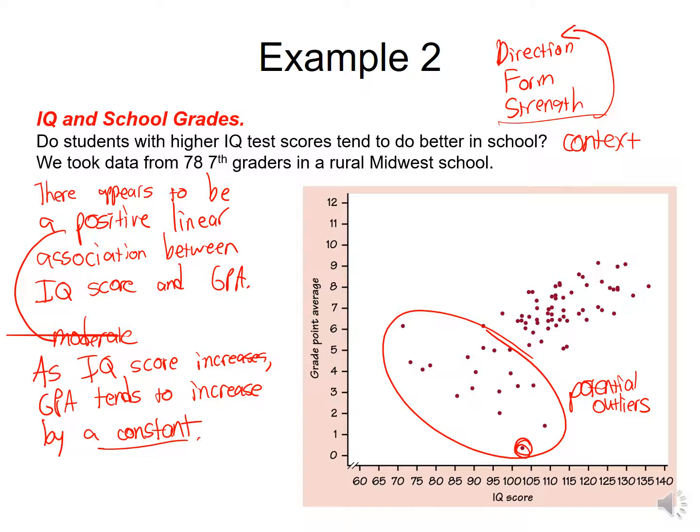Particularly this one down there, that has a relatively high IQ for that GPA, and this one up over here, who has an IQ of about 70 but a GPA, and I don't know how they're measuring GPA because it goes up to 6 now, but so we have these two very interesting points, we would say.